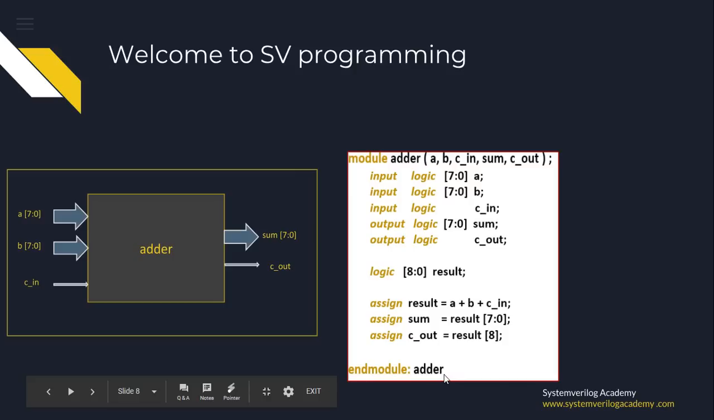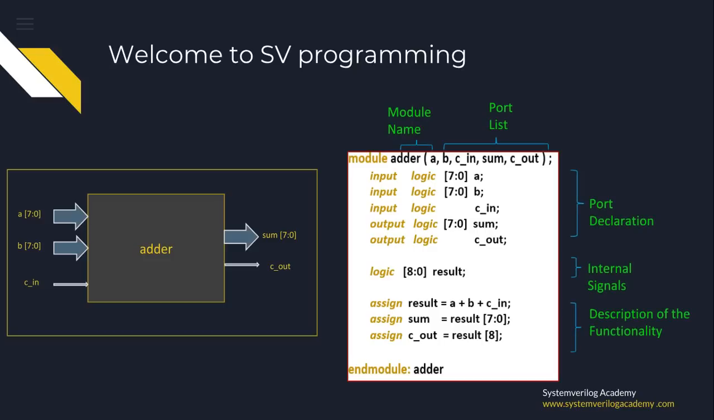You may skip the name of the module with the endmodule keyword, but it is a good practice to specify it, which will help in debugging programs with many modules defined. To summarize, the format of any module in general is module, name of the module, port list. Next is port declaration, declaration of internal signals, the functional code of the module, and finally, the endmodule keyword.